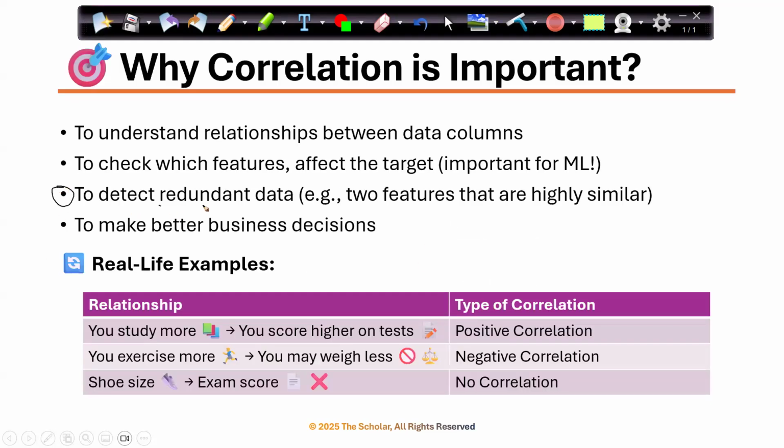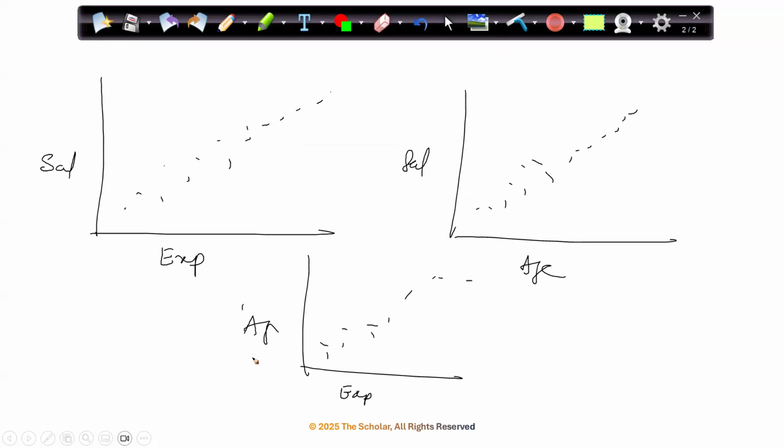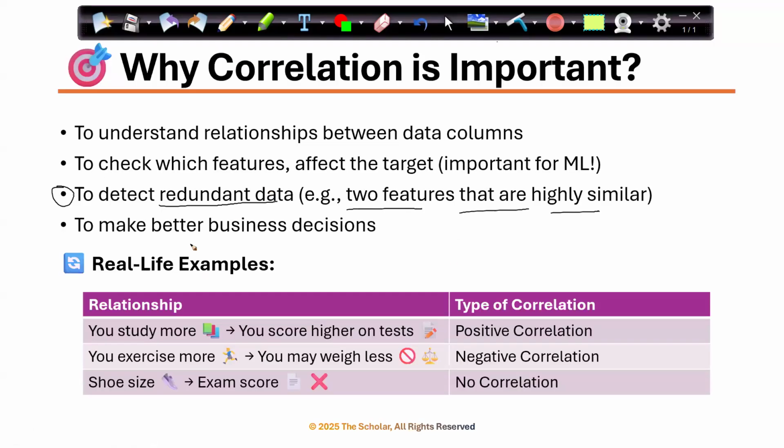To detect redundant data, two features that are highly similar. Here, age and experience are highly similar, right? Because experience is derived from age only. When your age is increasing, experience is increasing. So basically, they are similar features. So that is also helping me understand whether the features are similar or not. And if they are similar, are they correlated?